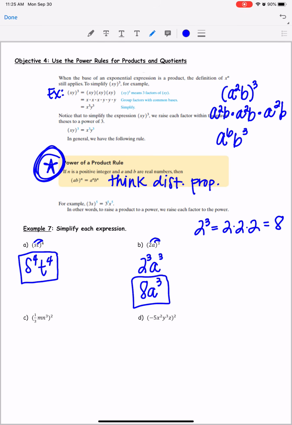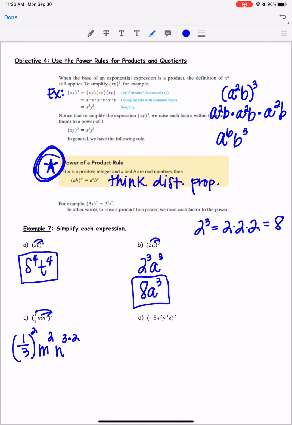Same thing on C. How many things am I distributing that squared to? We've got 1/3 mn cubed. That squared needs to go to 3 different things. It needs to go to my number, my m, and my n. So it goes to the 1/3. So I've got 1/3 squared. Needs to go to that m. So m squared. And it needs to go to that n. So n to what power? Well, now I have a power to a power. When you have a power to a power, we're multiplying. So we're going 3 times 2. So simplify this.